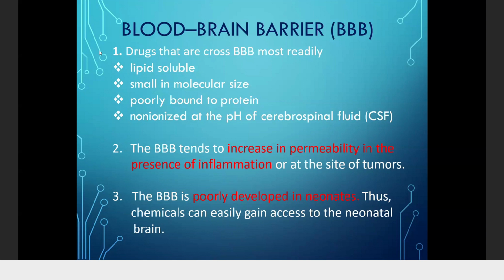So the blood-brain barrier is poorly developed in neonates. Therefore, drugs or any chemicals can easily get access to neonates. So we must be very careful when you give drugs to young or very young animals, because the liver is not very well developed, the kidney, and also the blood-brain barrier. Okay, so the dose will be adjusted for neonates.